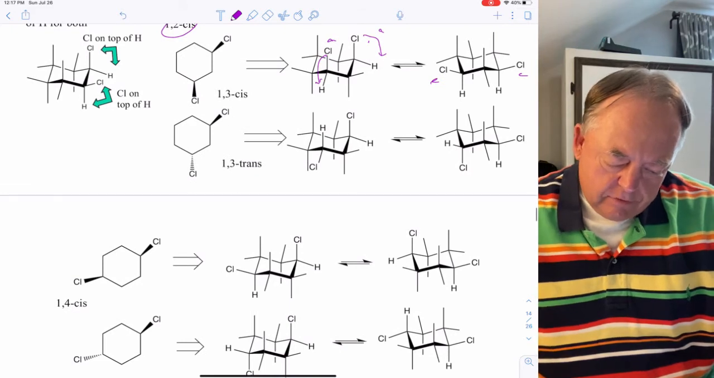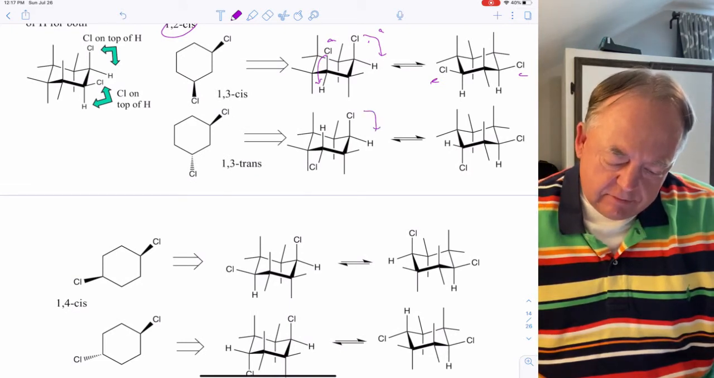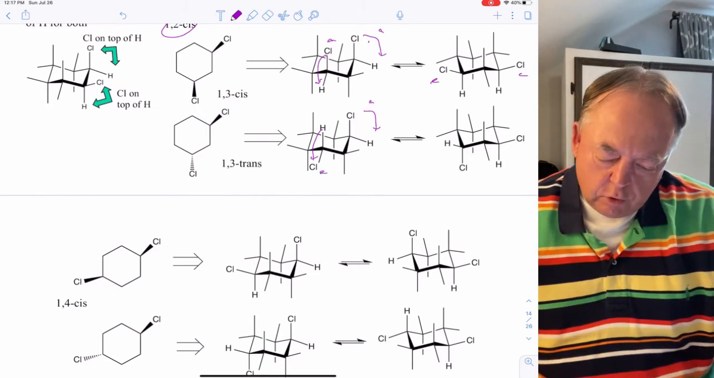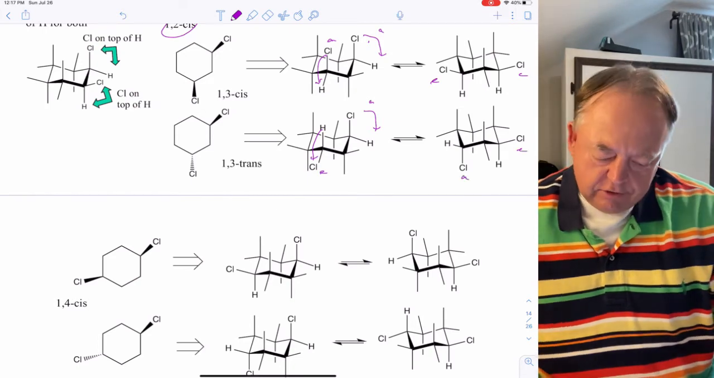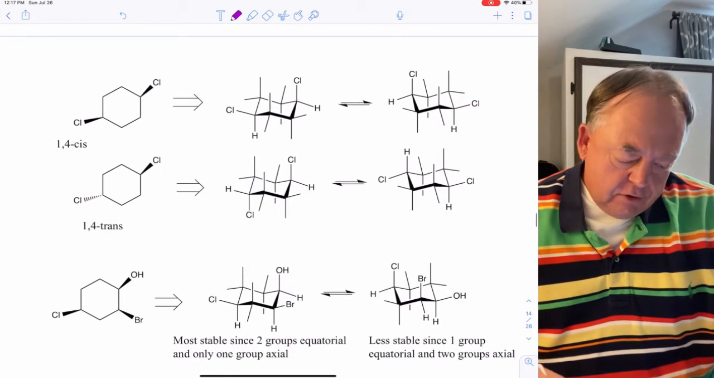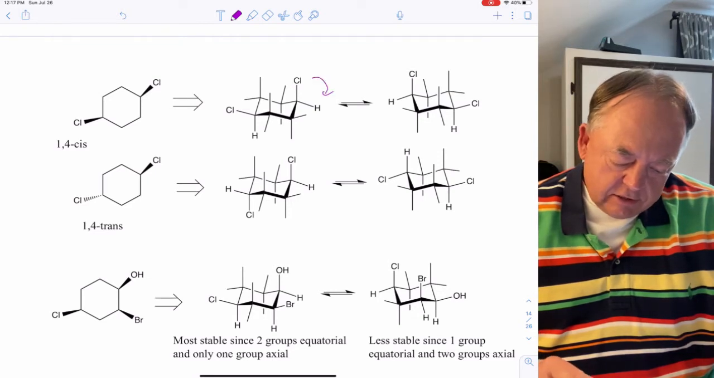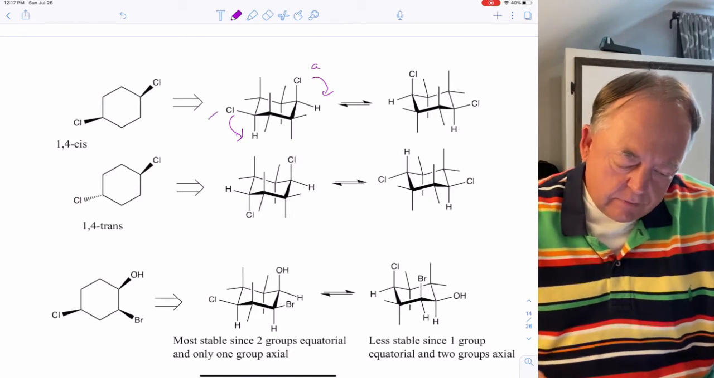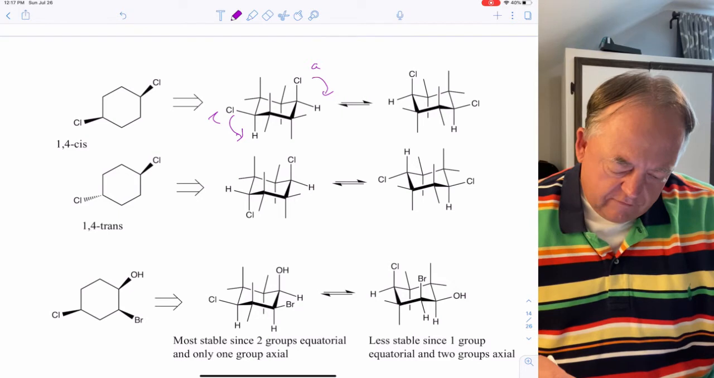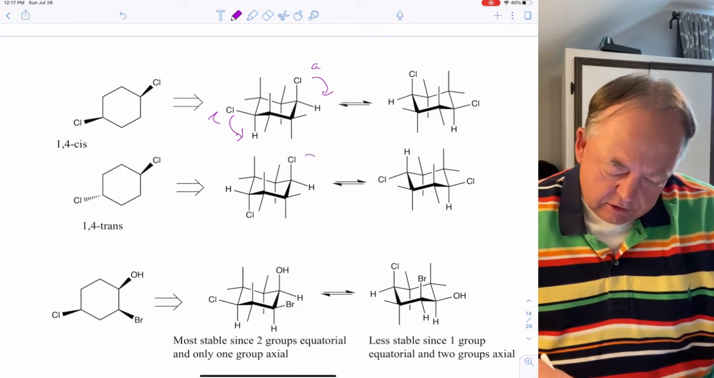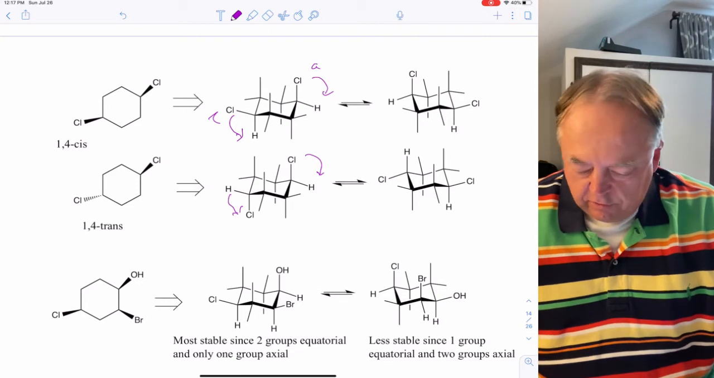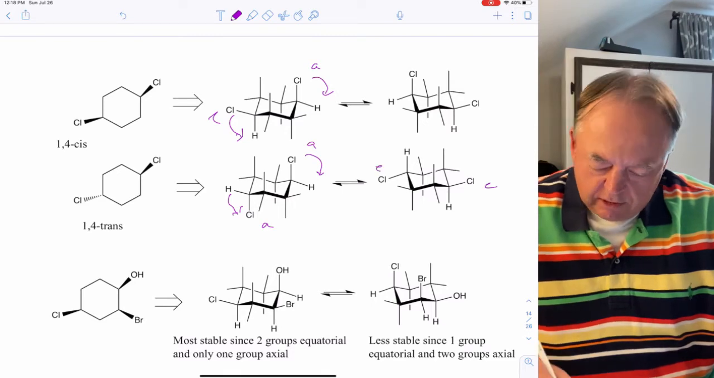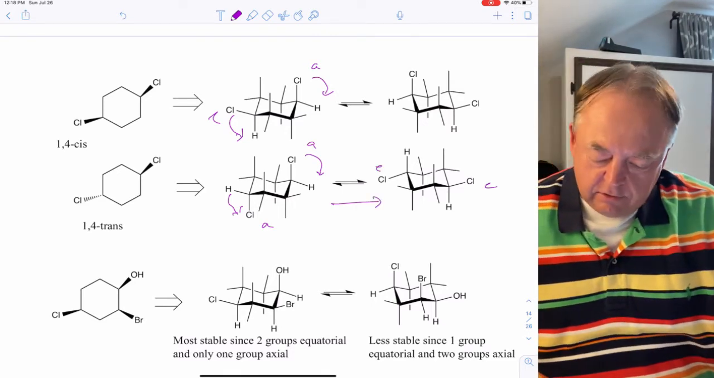So similarly, we could do the same thing for 1,3 trans. So this is on top of hydrogen, but this is on bottom of hydrogen, so that's trans. So if they're trans, one is axial, one is equatorial, or if they do a chair flip, one is equatorial, one is axial. And then if you went to 1,4 substituted, so cis, this is on top of hydrogen, this is on top of hydrogen, that's cis. So if they're 1,4 cis, something has to be axial, something has to be equatorial. Or if they're 1,4 trans, then this is on top of hydrogen, this is on bottom of hydrogen. So if you put that into a chair, they either both have to be axial or they both have to be equatorial. And of course, this equilibrium would lie far to the right, because they prefer to be equatorial.